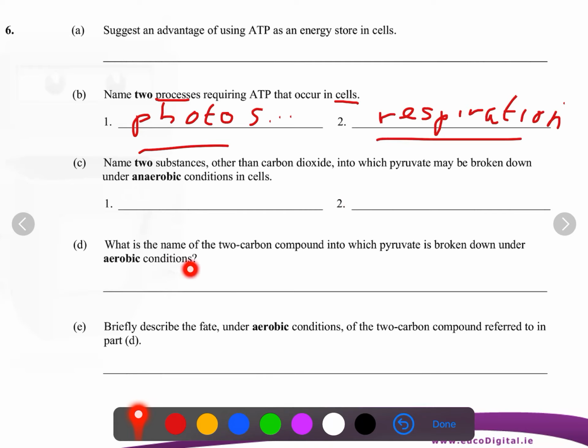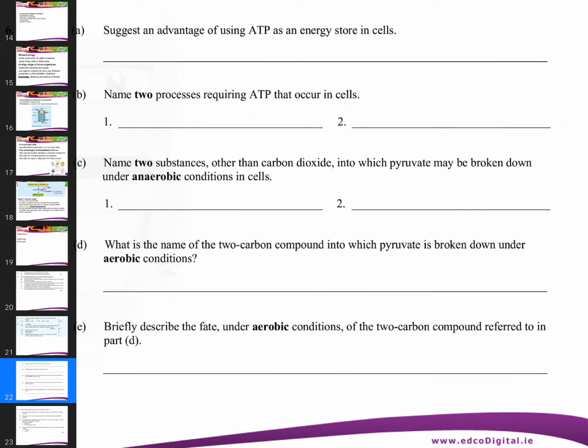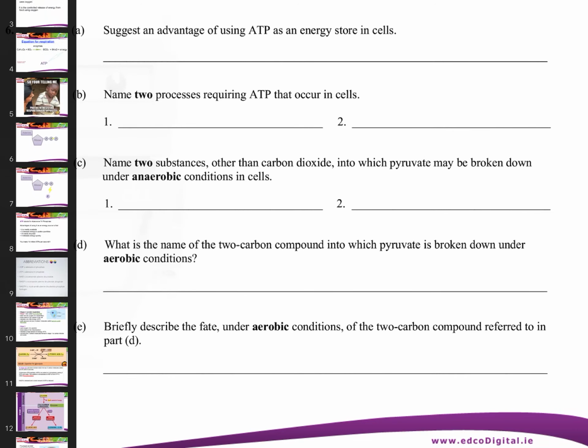Then D, what is the name of the 2 carbon compound into which pyruvate is broken down under aerobic conditions? And then briefly describe the fate under aerobic conditions of the 2 carbon compound referred to in part D. We actually do know these. If we go back to here, where's it gone to?